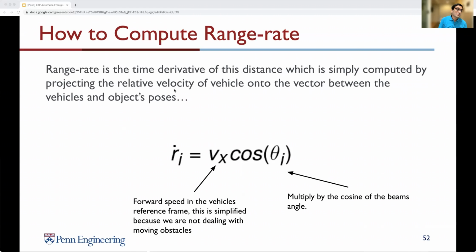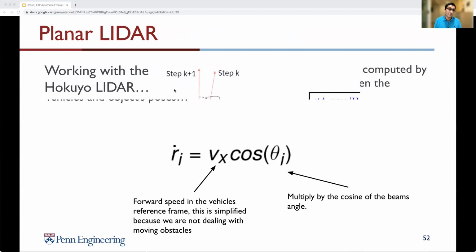So how do we compute this range rate? The range rate is basically the time derivative of this distance, which is simply computed by projecting the relative velocity of the vehicle onto the vector between the vehicle and the object poses, right? So we have Vx, which is the forward speed of the vehicle's reference frame. And this is simplified because we're not dealing with moving objects in the safety lab. We're just going to have stationary objects to begin with. And then we multiply that by the cosine of the beam's angle. This is your LIDAR beam's angle over here, to project that vector onto the path of the vehicle in the vehicle's direction.